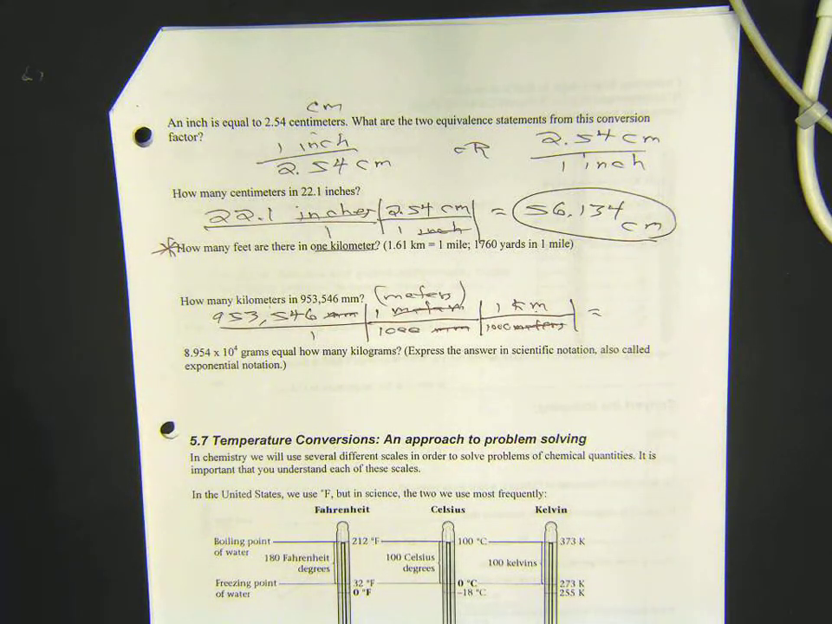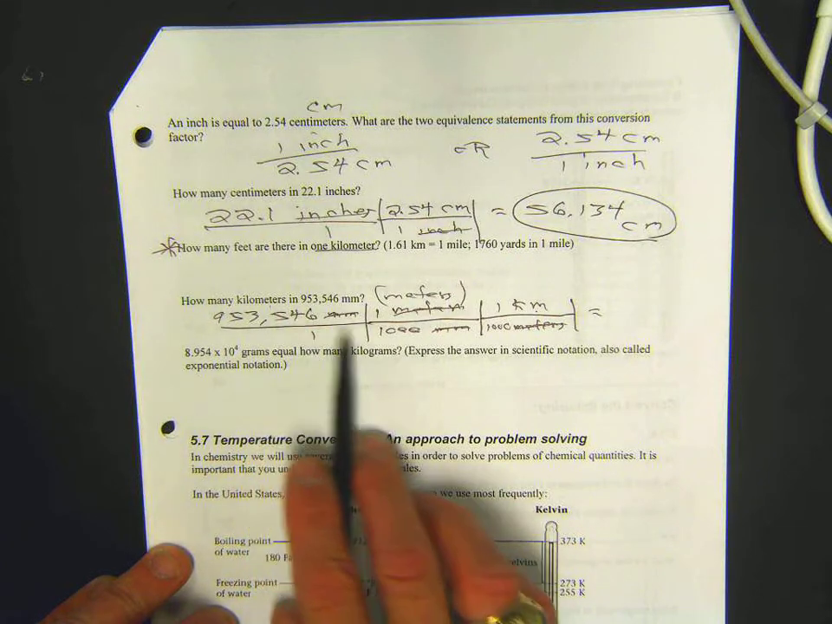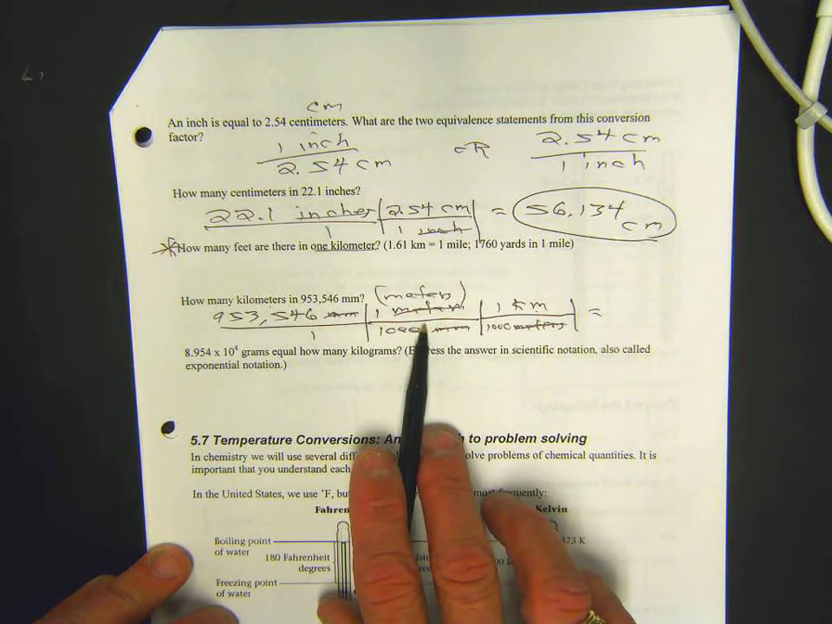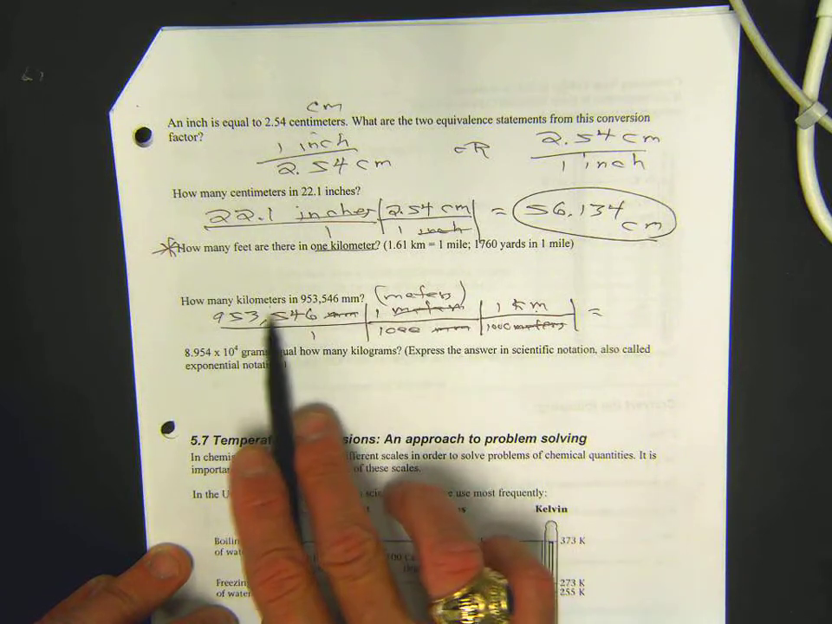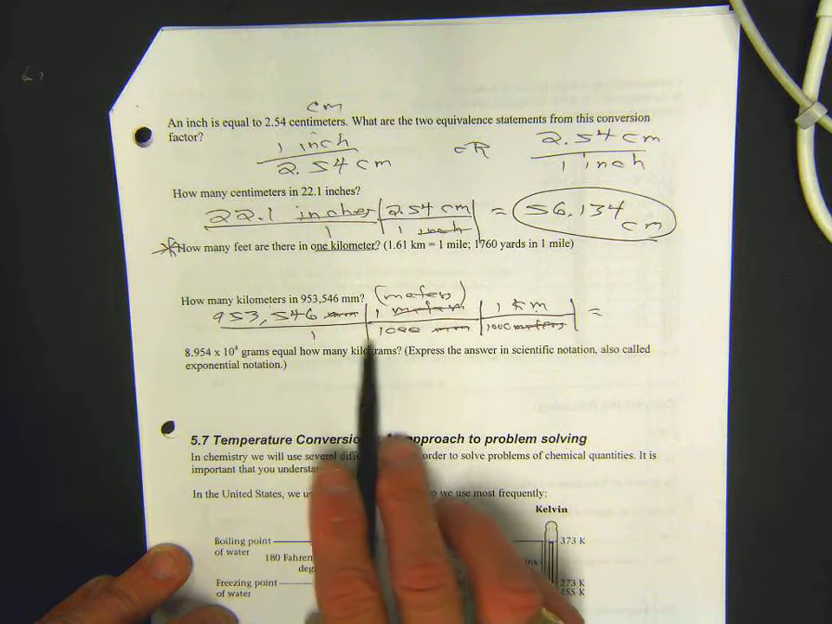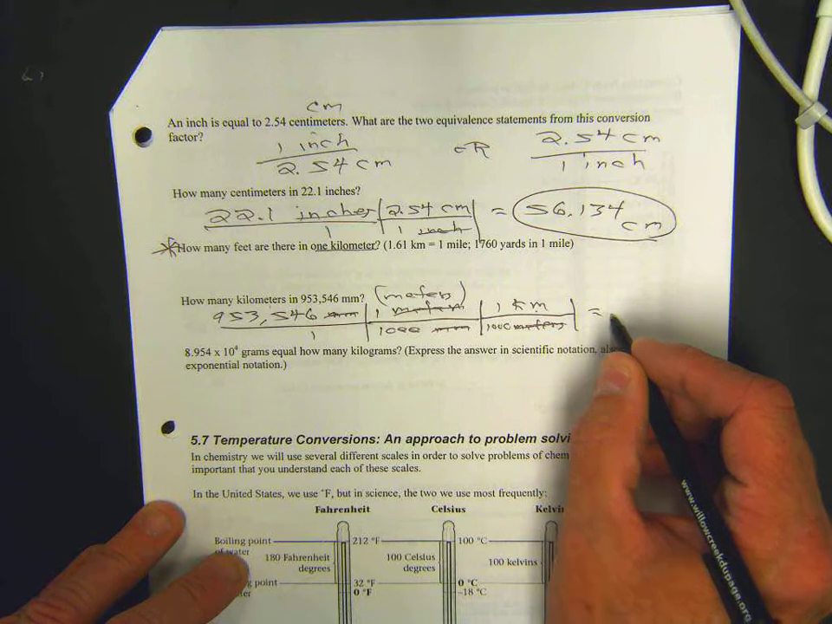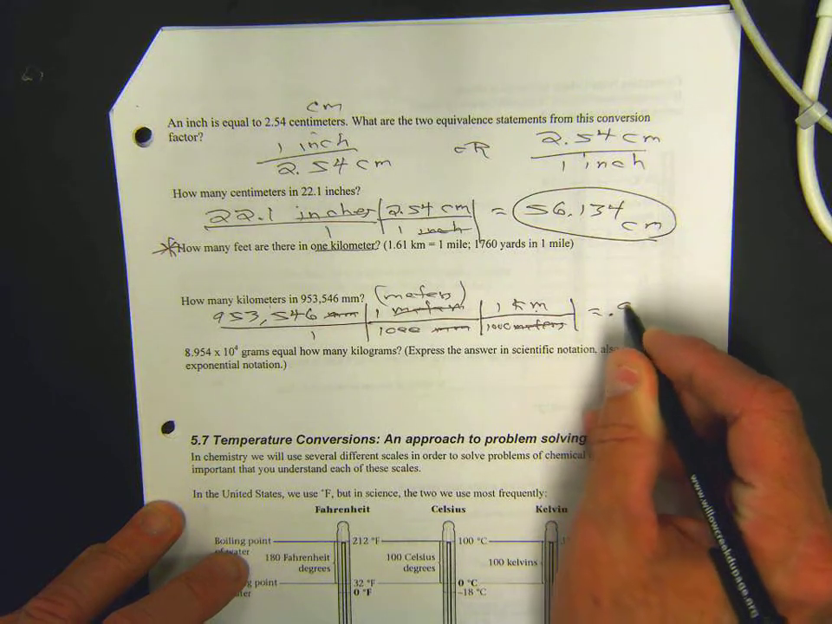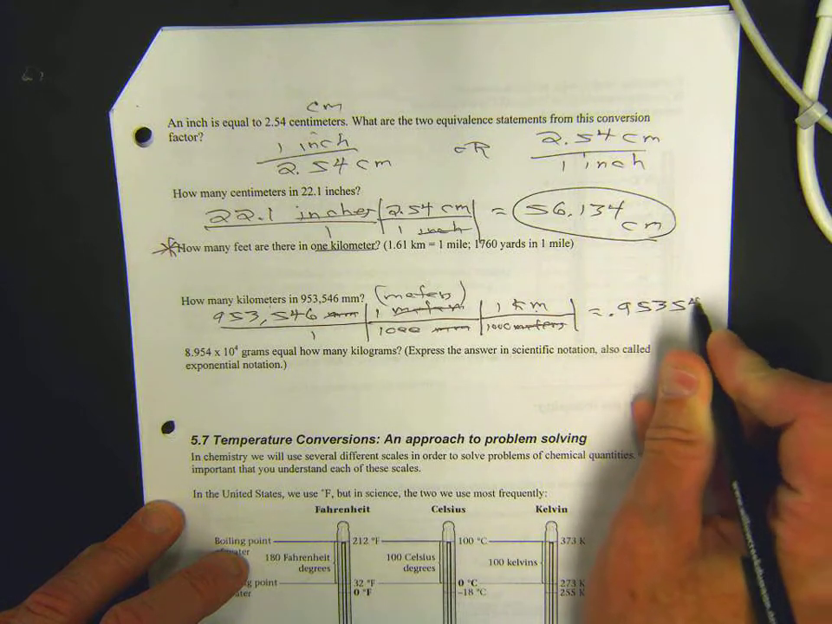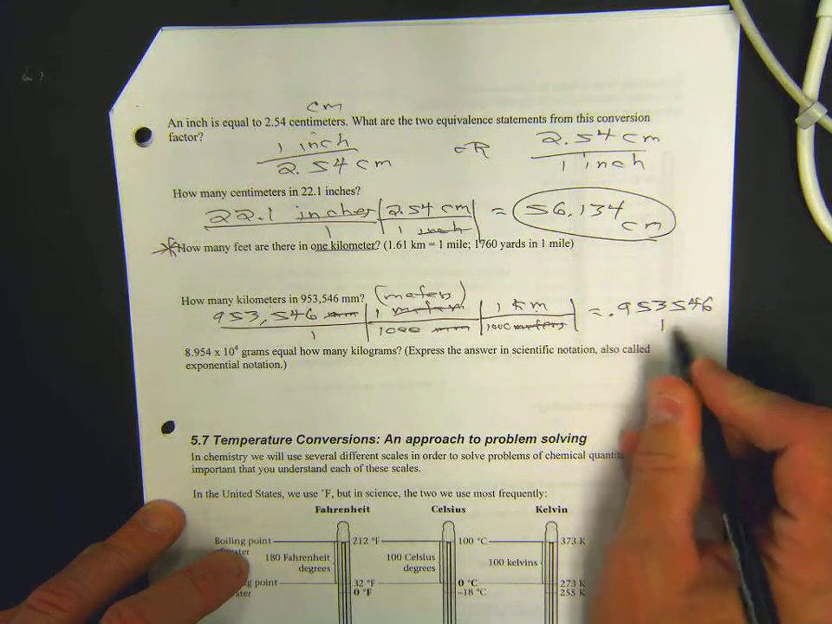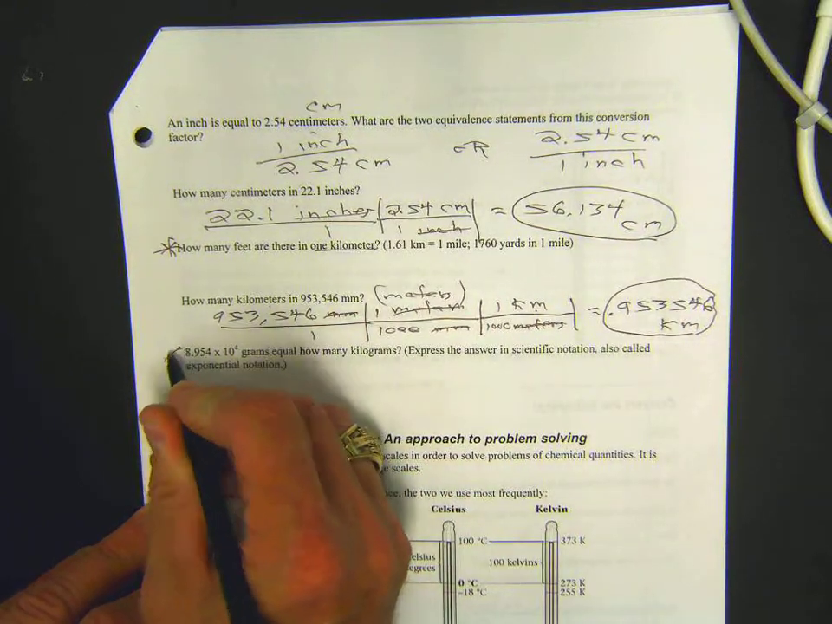Have a great evening. All right, so now what I'm going to have is 953.546 times 1 times 1, so these all stay the same. So this is going to be 953.546 divided by 1,000, and this is going to give me 0.953546 kilometers. All right. So give this one a try as well.